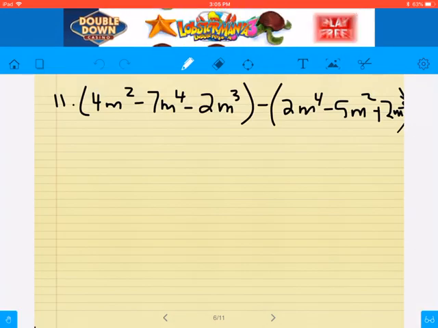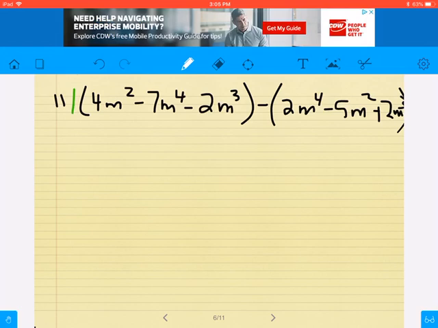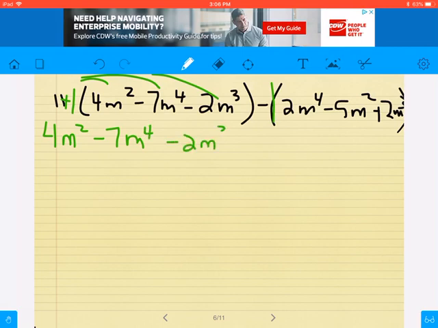Just keep in mind that there is a 1, that's the coefficient, in front of both of these parentheses here. This one's actually going to be a positive 1. So when I distribute this to get rid of the parentheses, none of the numbers are going to change and none of the signs are going to change. So I'm just going to rewrite that 4m squared minus 7m to the 4th minus 2m cubed. So we're good on that one.